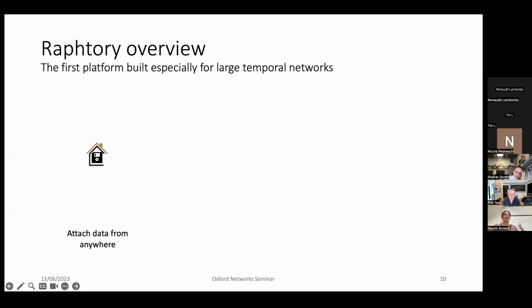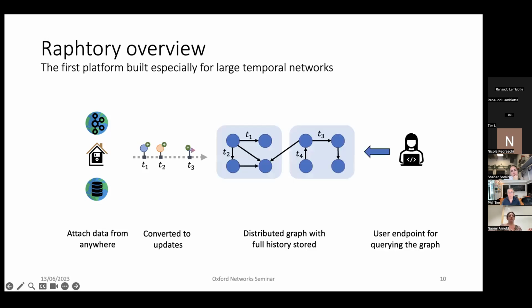So you can attach data from anywhere, whether it's a CSV file or a stream of data somewhere else. You can specify how you want to convert that into updates to the network, like adding a node, removing a node, or adding a property at different time points.